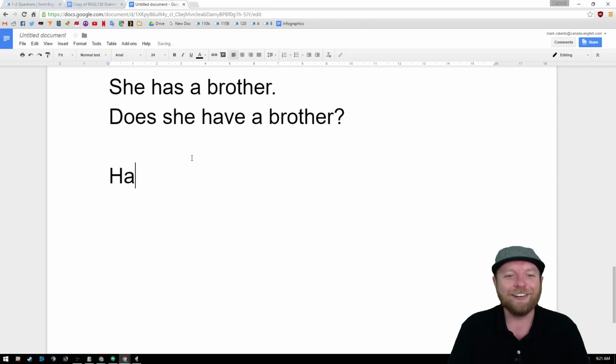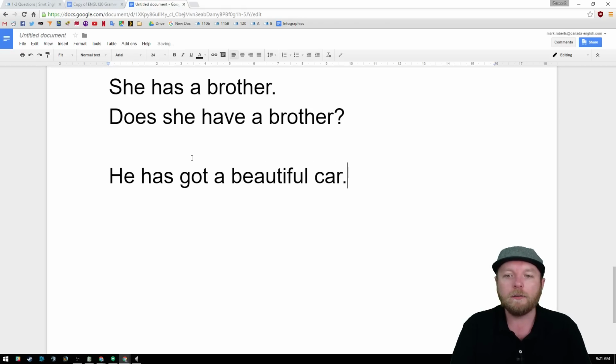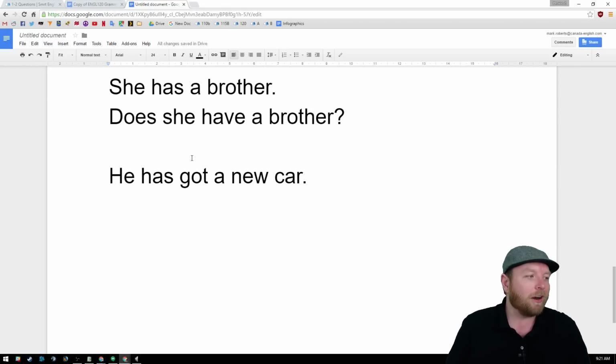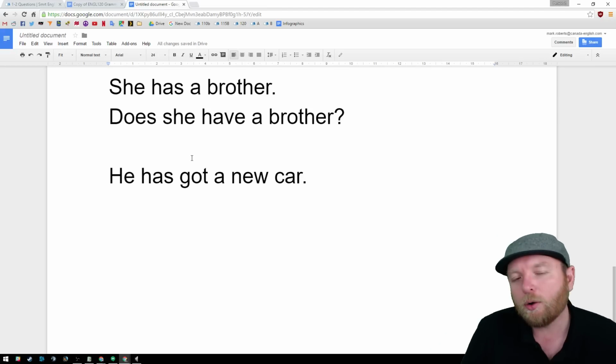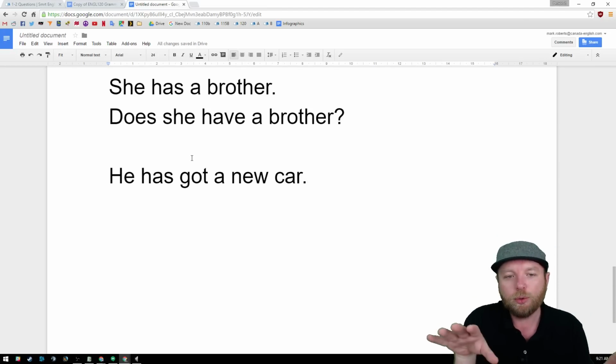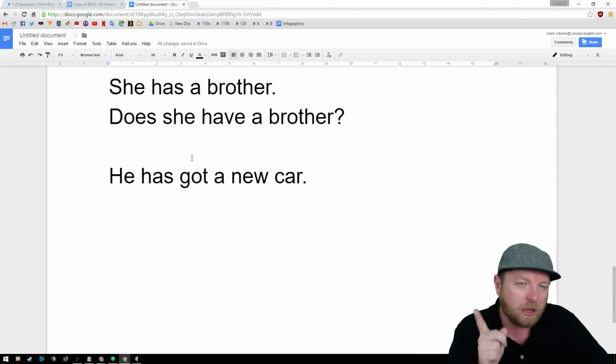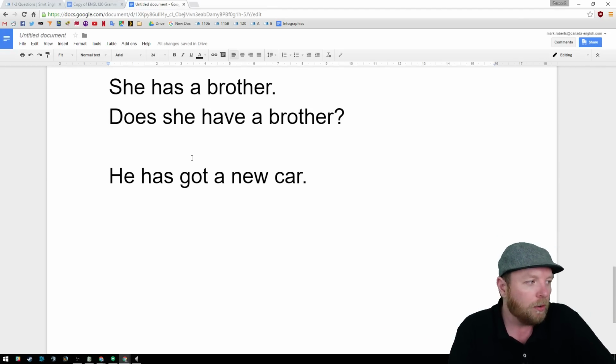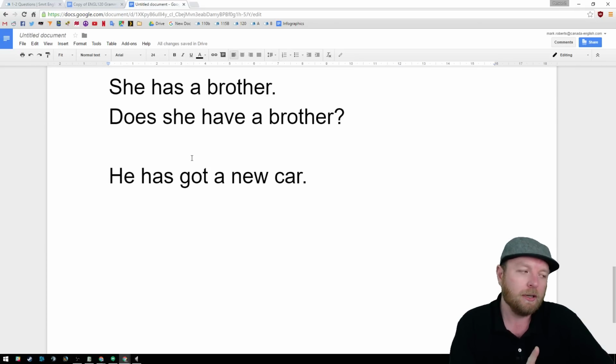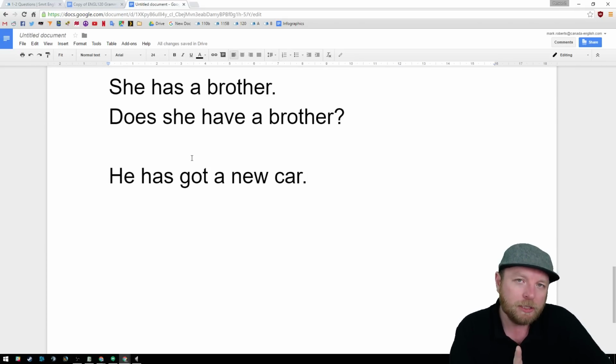Okay, let's look at another sentence. He has got a beautiful car. Well, let's just say a new car. He's got a new car. Okay, what's the question? How do you change this to a question? Now remember, count the verbs, Pascoa. Rosa, count the verbs. Okay, how many verbs do you see?